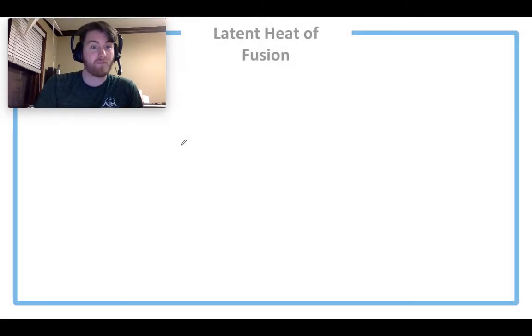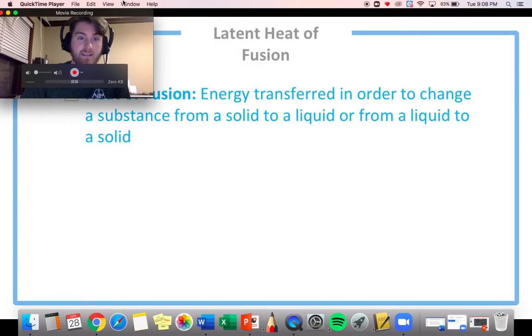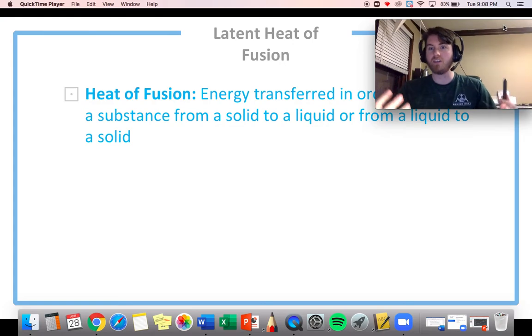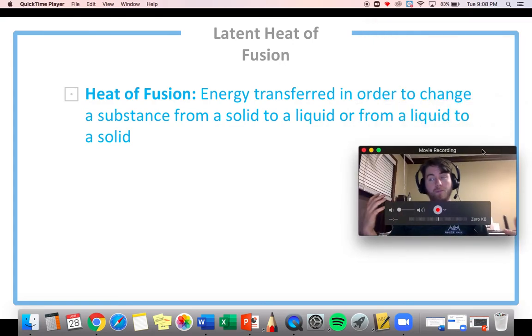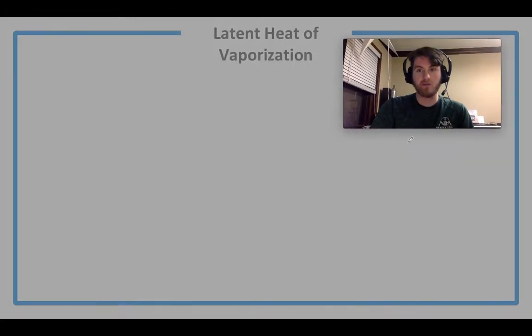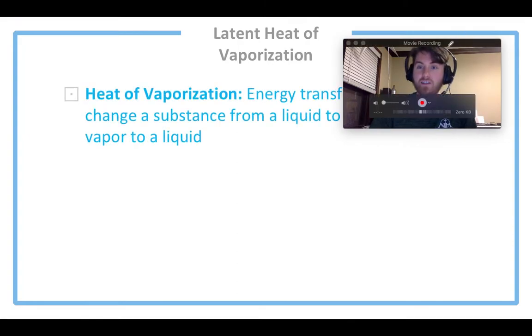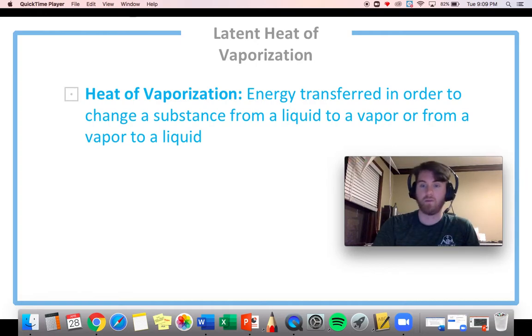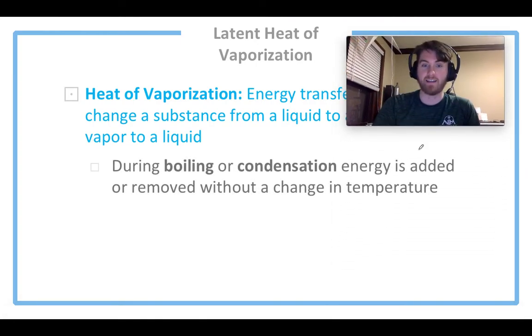Now, let's talk first about latent heat of fusion. Remember, latent is the definition of how much energy you need in order to change phase. So heat of fusion is just from a solid to a liquid or a liquid to a solid. This is always the exact same. So during melting or freezing, energy is added without change in temperature. Big idea. Vaporization is the same thing, but now it's from a liquid to a vapor or a vapor to a liquid. And I have the exact same thing. Energy is added or removed without a change in temperature. Get the idea? There is no change in temperature during a phase change.